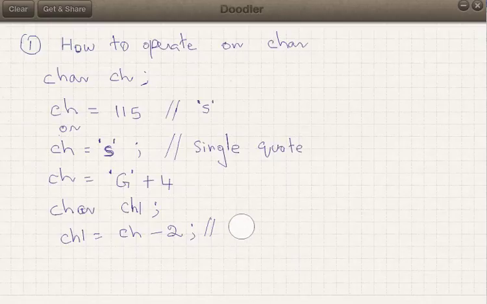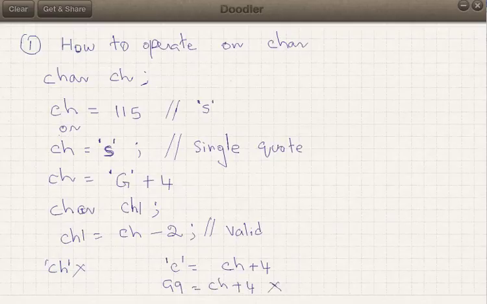Valid. All right. This is invalid. Single quotes around two characters is invalid because we have two characters. That's wrong. And this is also invalid, because lowercase c is 99, so there is no statement called 99 equal to. We can never do that, right? So you have to be careful with these statements.